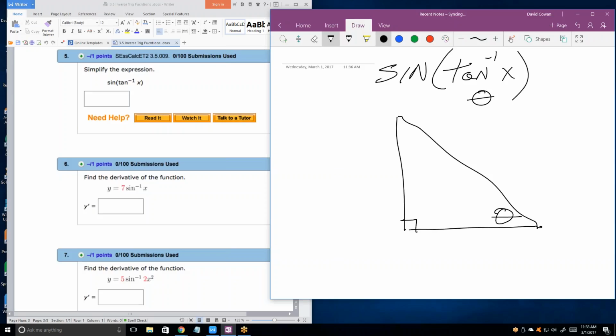Now, dimension this triangle as much as you can based on that being theta. So opposite is x and adjacent is 1. Okay, now figure out the hypotenuse. The hypotenuse is x squared plus 1, or 1 plus x squared. Square root of that, yes. Yeah, square root, sorry, I keep saying that.